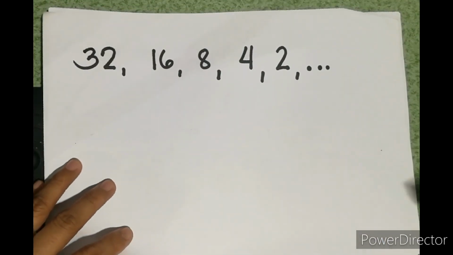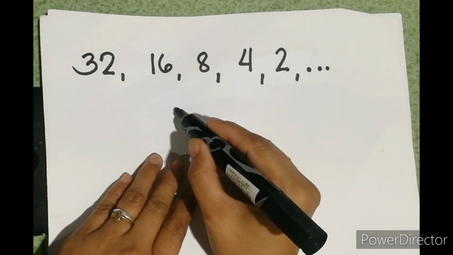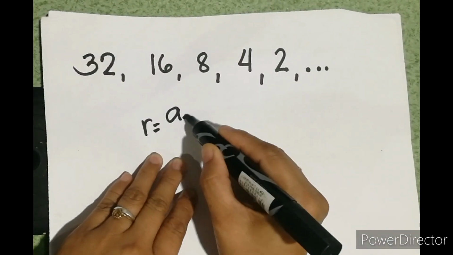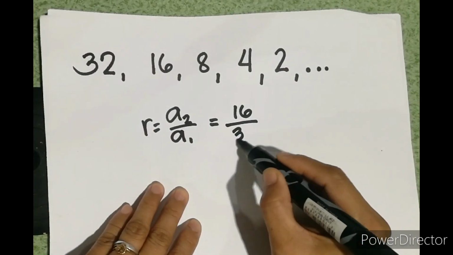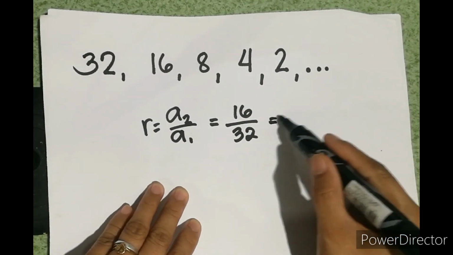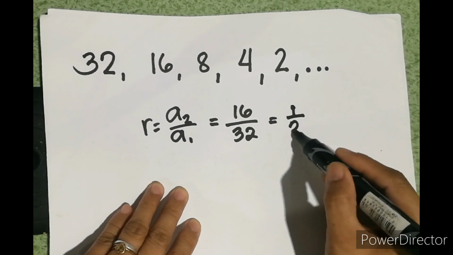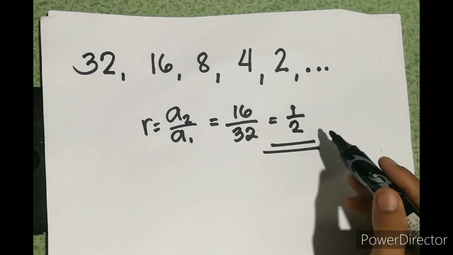First, we will get the common ratio for this example. So ano ang pagkuha sa common ratio? So r. Okay, so your second term is 16. Your first term is 32. So 16 divided by 32 is, we will have our r is equal to 1/2. So your common ratio is 1/2.